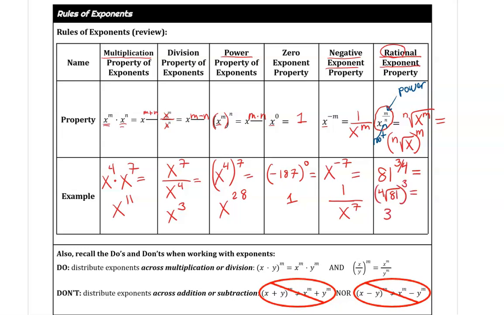So figuring out what number times itself 4 times is 81, which is 3, and then taking 3 of those 3's to get 27. So 81 to the 3/4 power is 27. And it makes sense that the result is less than 81 because the power I'm raising 81 to is less than 1.